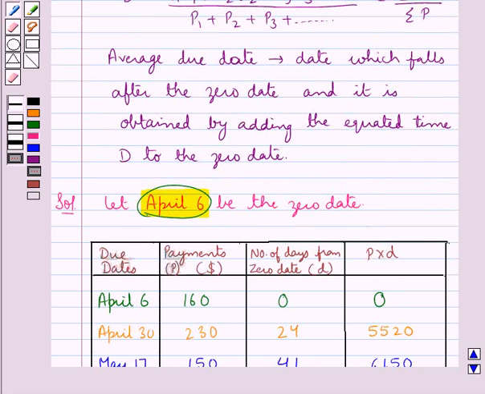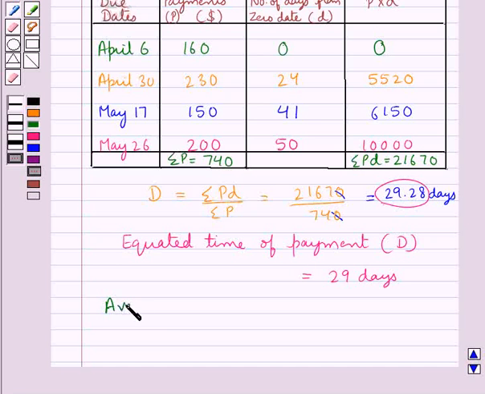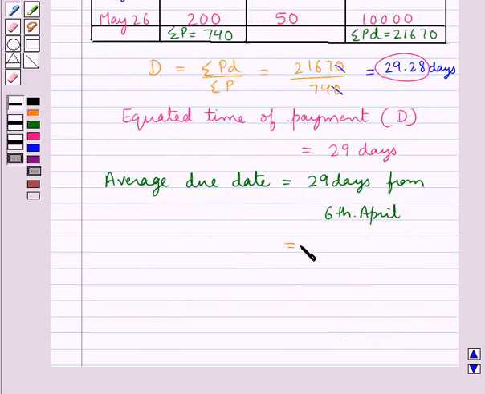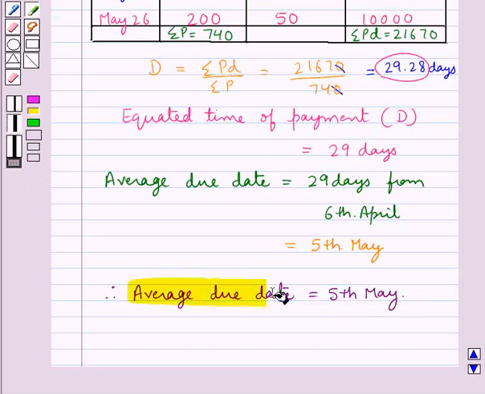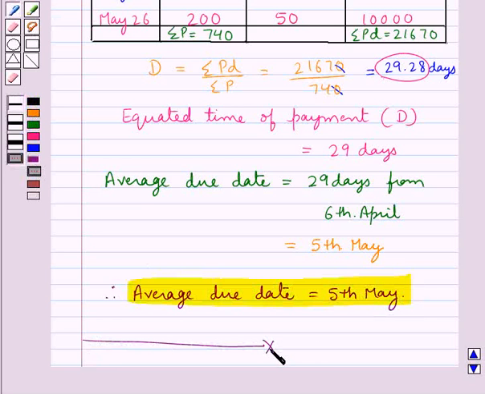And we know that the average due date is the date which falls after the zero date, and it is obtained by adding the equated time, capital D, to the zero date. So, the average due date is equal to 29 days from the zero date, which is 6th April, and this is equal to 5th May. Therefore, the average due date is 5th May. This is our final answer. This completes the session. Hope you have understood the solution of this question.